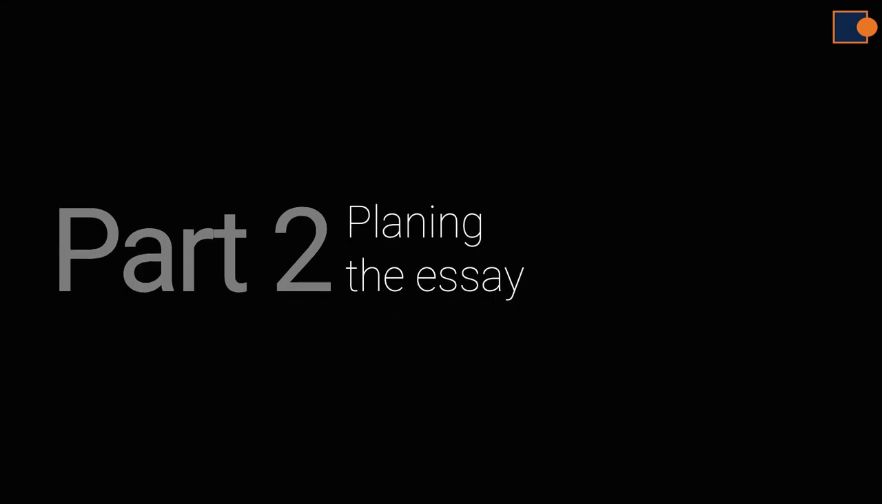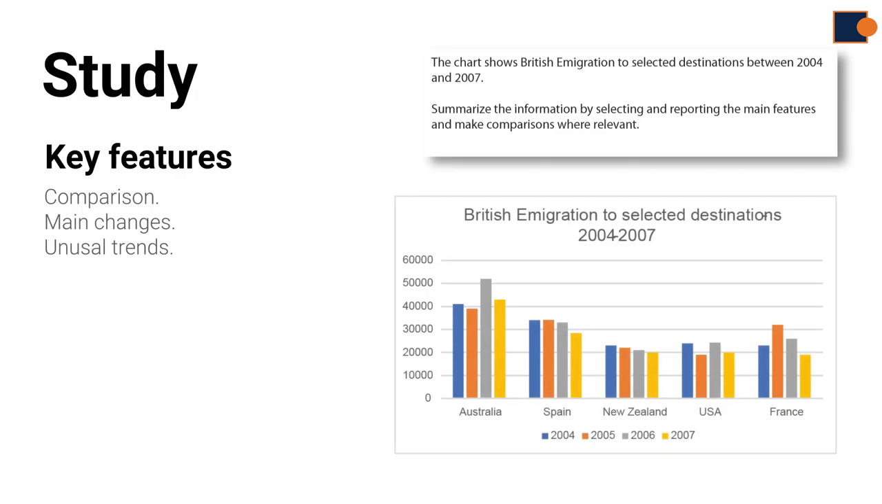Part 2. Planning. Before writing any essay, planning is key. To do this, you must first study the graph and find key features such as comparisons, main changes, and unusual trends. Let's study the comparison part.